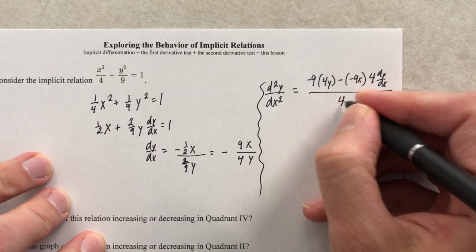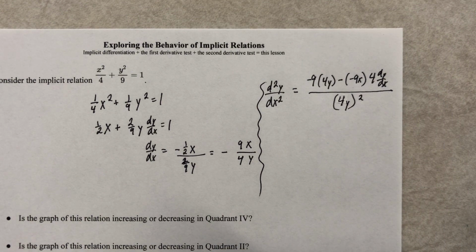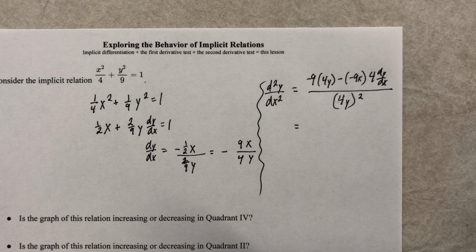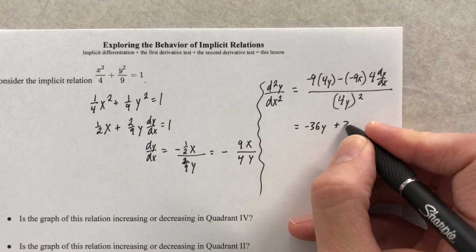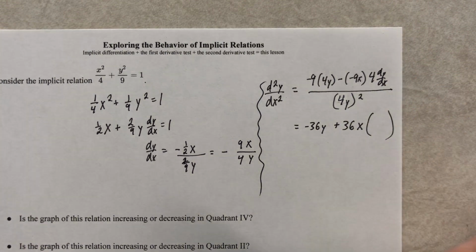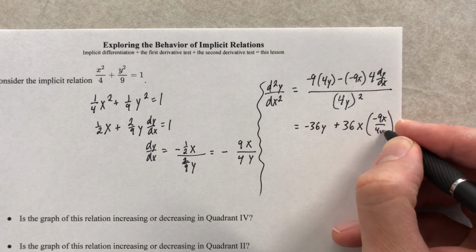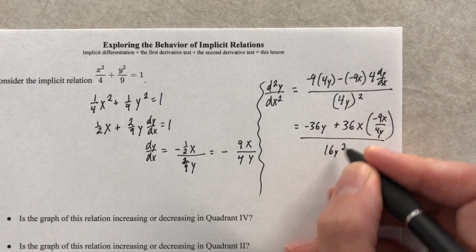Briefly forgot what I was doing. Okay, looking through my work. It's okay to pause, make sure you're good. Yep, we're good. All right, let's keep plugging things in and chugging along here. So negative 36y plus 36x times dy over dx, let's call it what it is. That'd be negative 9x over 4y. That's sloppy, but we'll keep going with it. Over 16y squared.